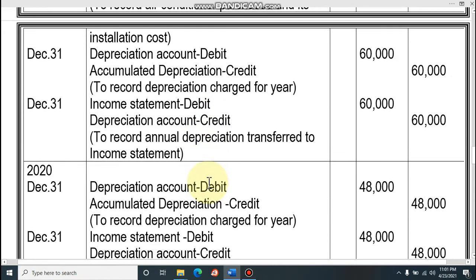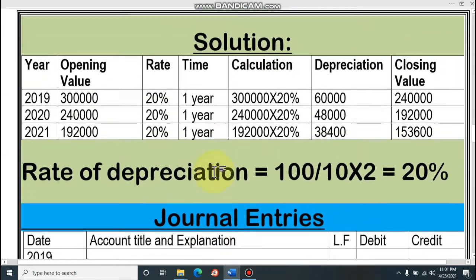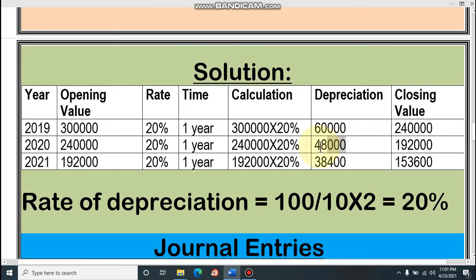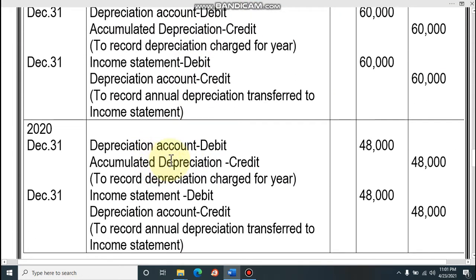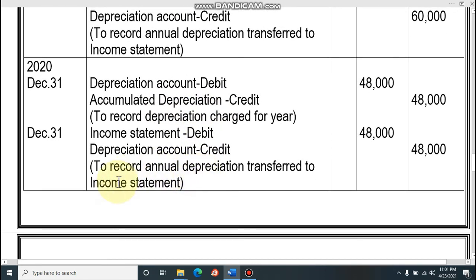Dear student, for 2020, we know what the amount of depreciation is. It is 48,000. So this year we will record 48,000 depreciation. Depreciation account debit, accumulated depreciation account credit, 48,000. That means for recording depreciation, the journal entry is depreciation debit, accumulated depreciation credit. On the other hand, in 2020, income statement debit, depreciation account credit. That means to transfer the depreciation account to the income statement, the journal entry is income statement debit, depreciation account credit.